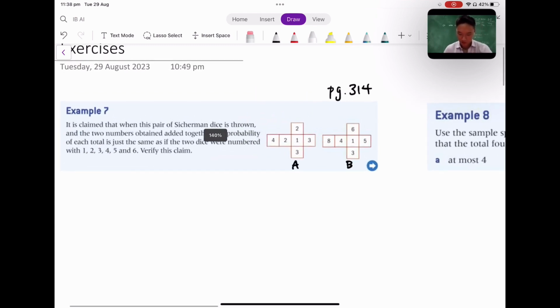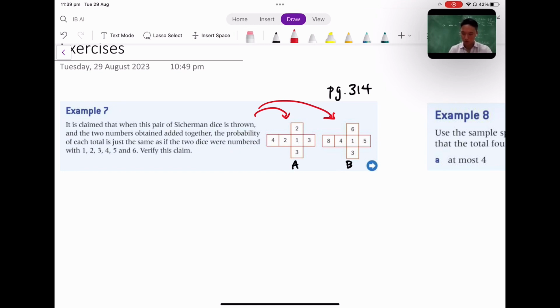It is claimed that when this pair of Sicherman dice is thrown, notice that the pair shown are not the blueprint of normal dice. Because if you have a look, there's 1, 2, 3, 4, and then it stops. There's no 5 and 6 here. And there's a repeated number, and on the right one, B, it goes all the way up to 8. So it's not a normal die. It's a different pair, and they're called Sicherman dice.